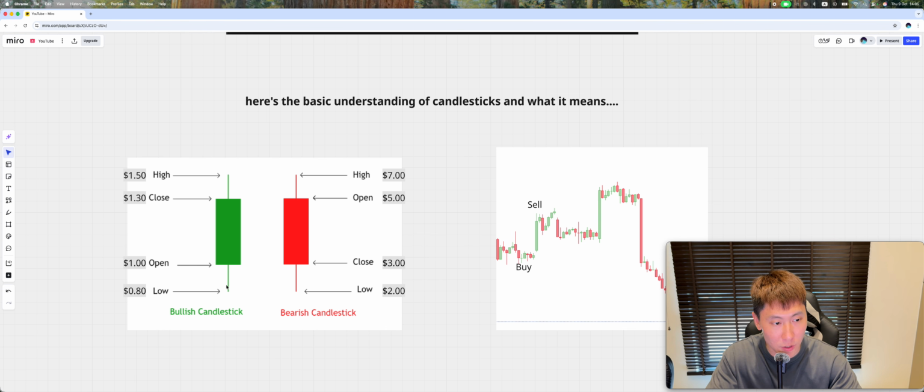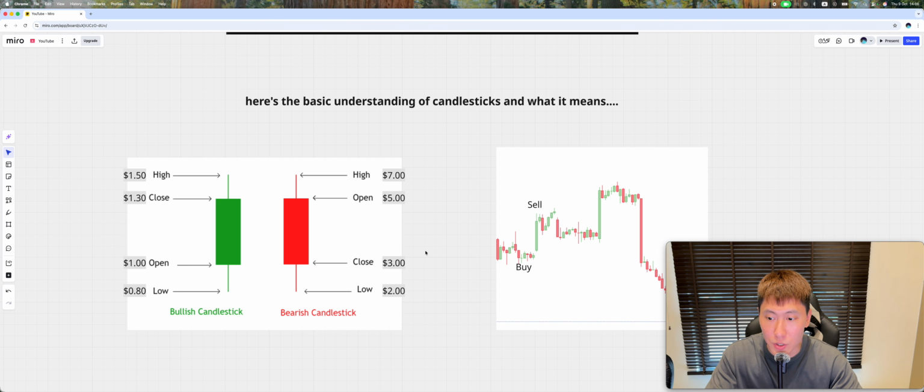The same thing for the lower part of the wick: the price opens at $1, then it went to 80 cents. If the price closed below the open, it would form a red candle, but it didn't close here. The buyers pushed the price back up and it closed at $1.30. So we can say that the price closed higher than the open. That's why it's a bullish candle. Same thing for the red candle, which we call a bearish candle. The price opens at $5 in this case, and then closes below $5, at $3 right here. So it forms a bearish candle.